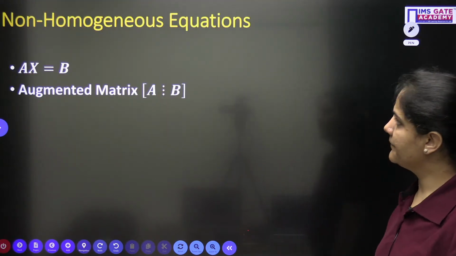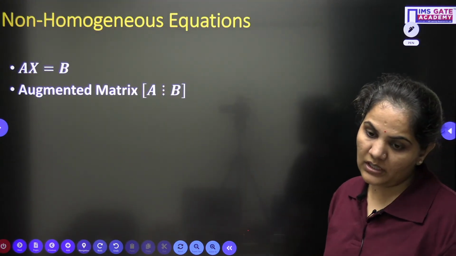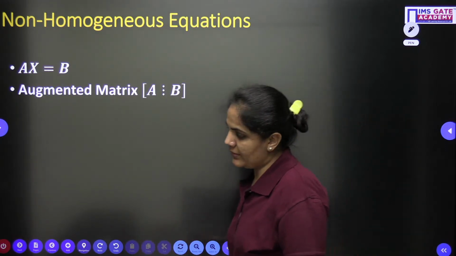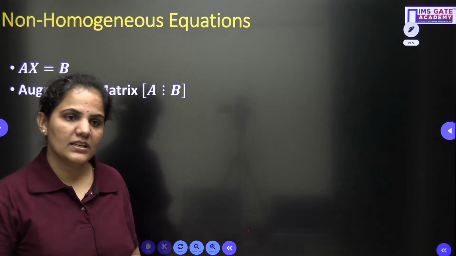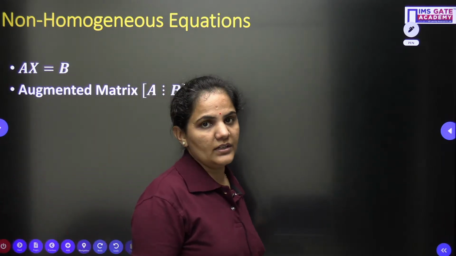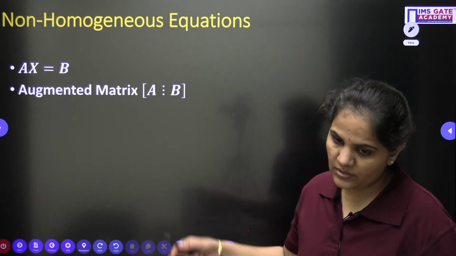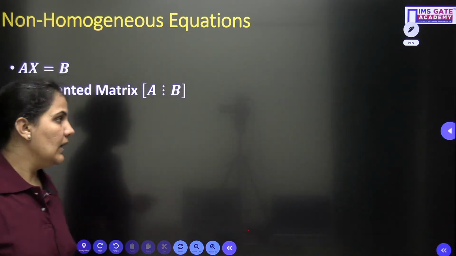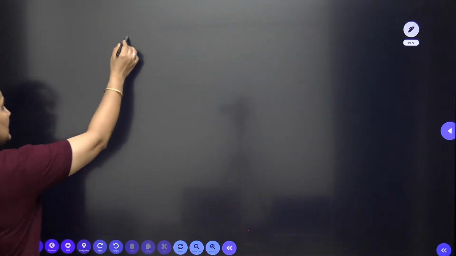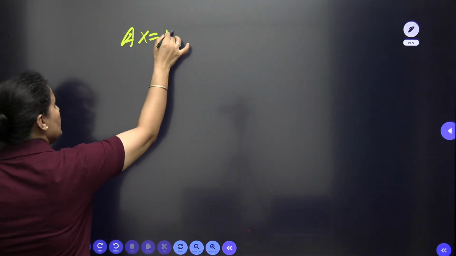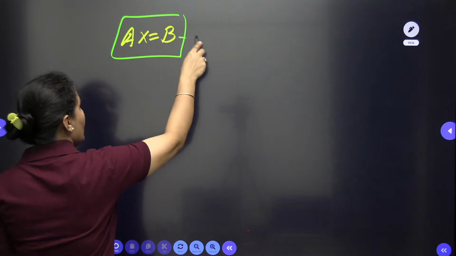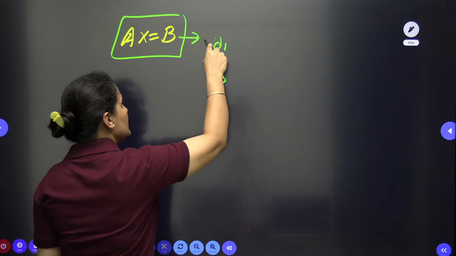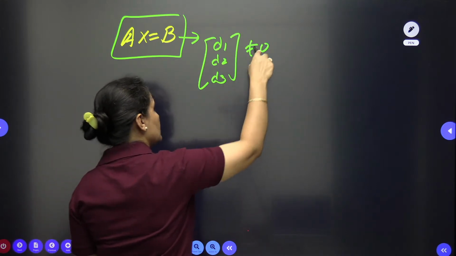We know this formula. Now let's talk about the non-homogeneous system of equations. For this we will talk about the basics and concepts, and the questions related to this we will talk about in tomorrow's session. So first of all, the non-homogeneous system of equations means we have an Ax is equal to B type of system, where the coefficient matrix is not equal to 0.